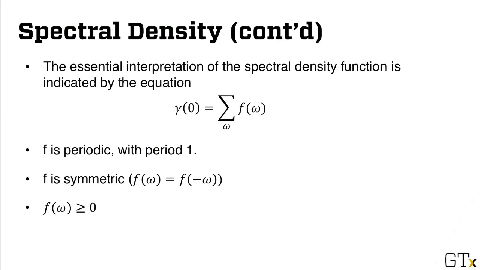One essential property of the spectral density is that the autocovariance at 0, or the variance of x_t, which is gamma 0, is attributed to the cyclical components of the process represented by the spectral density. Other properties of the spectral density are that it is a positive and symmetric function with periodicity equal to 1.